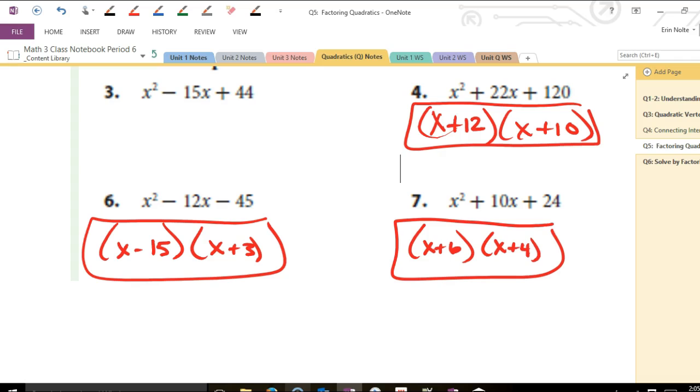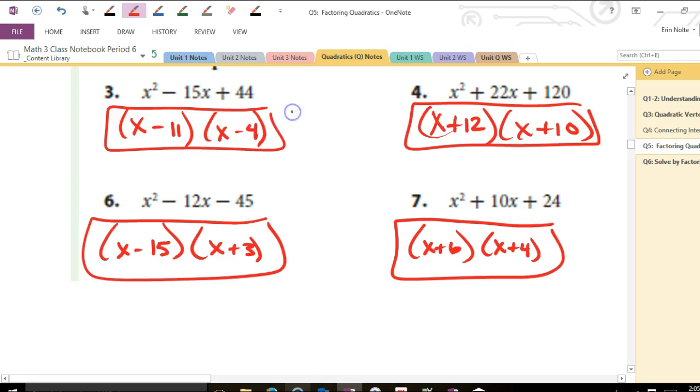All right, we good? Everybody got the answers? You want me to keep going? All right, so did we get x minus 11 and x minus 4? How many people got that one? Okay, we're getting more hands. I'm feeling better.